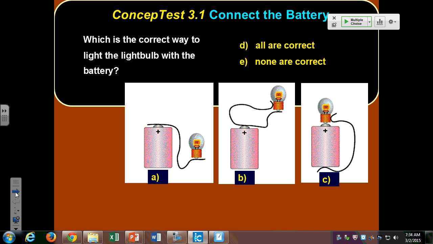A light bulb is a resistor. They're not directional. That means it doesn't matter which way you put them in. You know what I mean? Yeah.